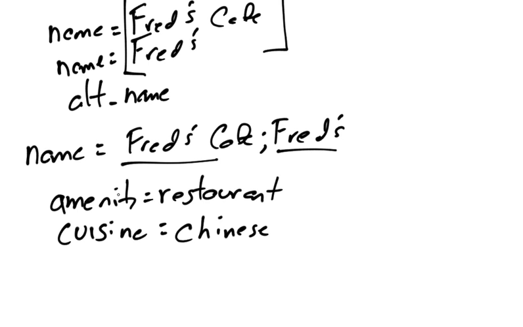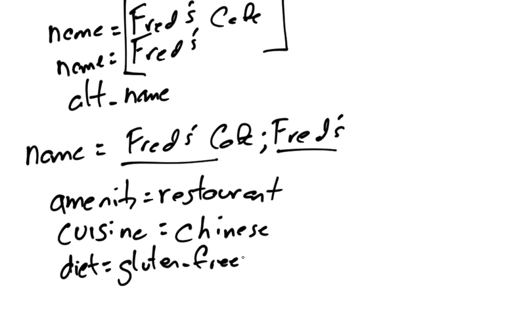And there are a bunch of others. Another example for restaurants is diet equals, let's say they have gluten-free, so they could say gluten-free. So again, diet is only really valid in combination with amenity equals restaurant.